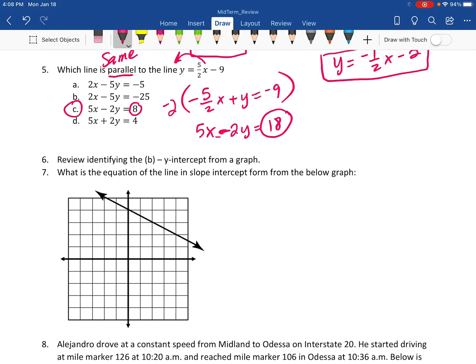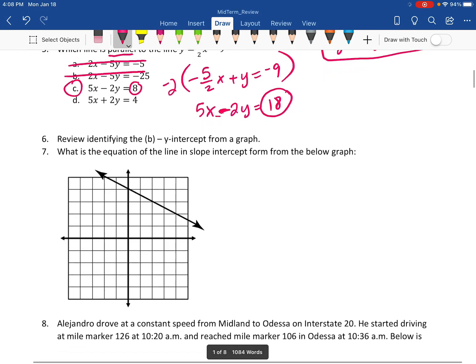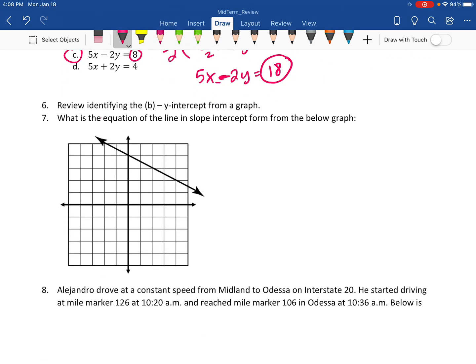We want these two numbers to be different in order for it to be parallel to the line. Otherwise, it'll be the same line. A and B are definitely out because they don't have the same slope. All right, identifying the y-intercept from the graph.